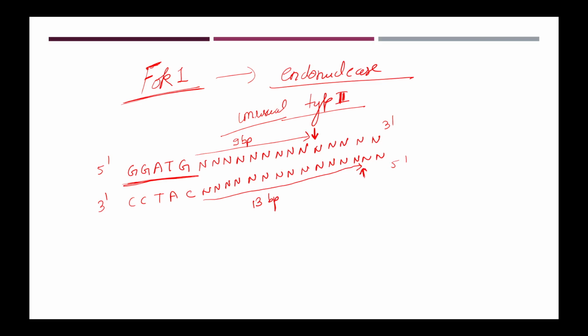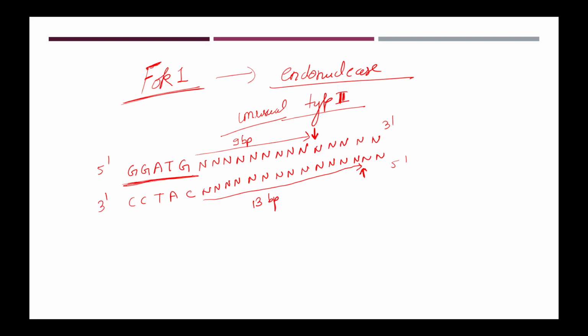So this is the unusual type 2 restriction endonuclease FOK1, which has a particular specific recognition sequence, but the cleavage is non-specific. That means it makes a staggered cut away from the restriction site. So this is the FOK1 endonuclease.